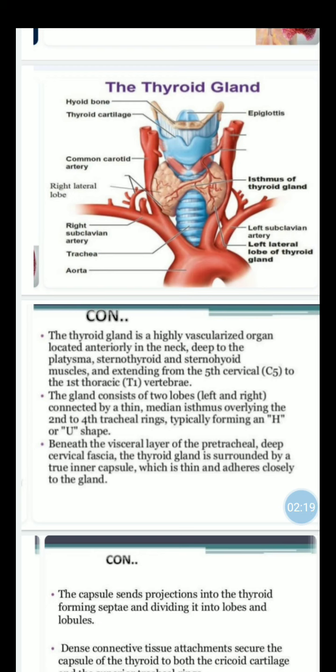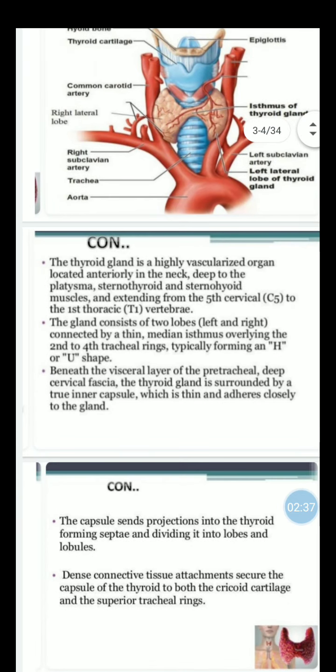This gland consists of two lobes, left and right, connected by a thin median isthmus overlying the second to the fourth tracheal ring, typically H or U shaped.